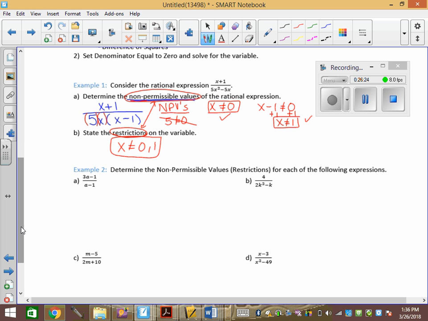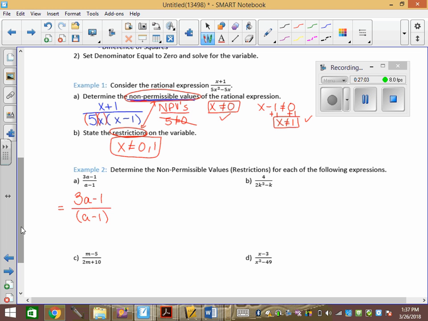So we're going to look at example 2. Example 2 says, determine the non-permissible values restrictions for each of the following expressions. So do I even care what the numerator is? Do I care? No. The denominator is a minus 1. So I have to ask myself, because there's not more than one of me, I just said myself. Yep, I'm not plural. Okay, can I take out a GCF out of that a minus 1? No. Is it a difference of squares? No, it's an a minus 1. So 3a minus 1 on the top, yay, don't really care. And on the bottom, I have a minus 1.